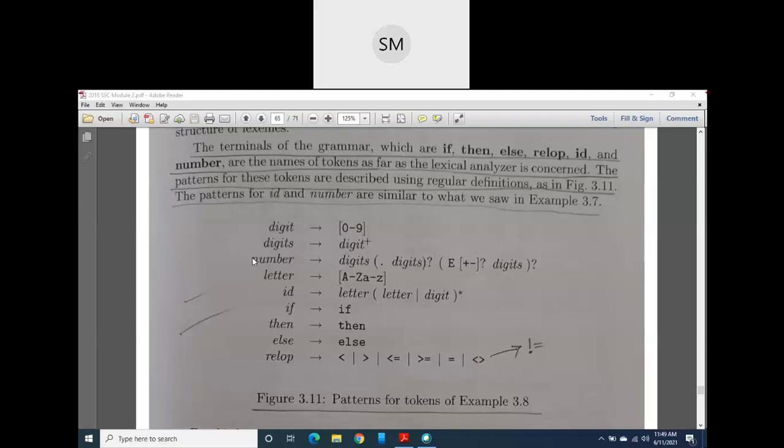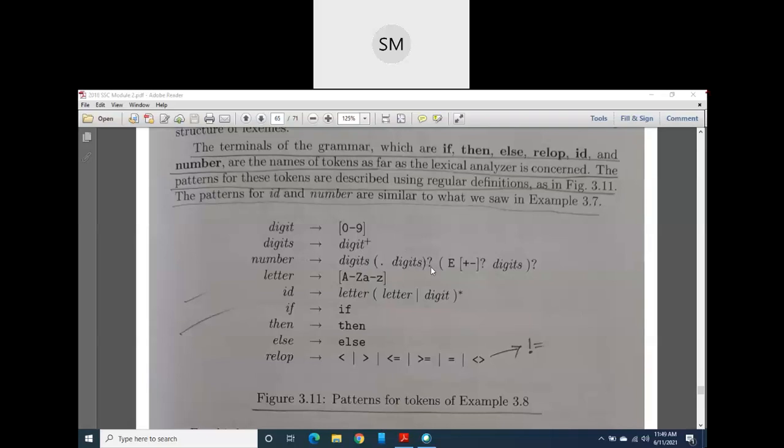Your actual pattern for your number. So how to write the number pattern? Number is nothing but digits followed by optional fraction followed by optional exponent. Followed by means that a number may be only an integer, or if you take a floating point number, then after digits one dot will follow, and after that some digits will follow, right? So this is not compulsory for a number, it is an optional fraction. Because of that, the question mark is there.